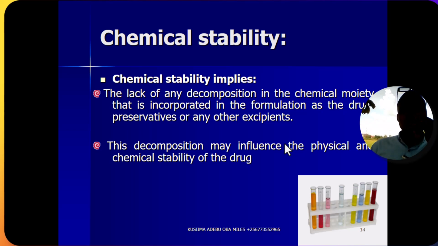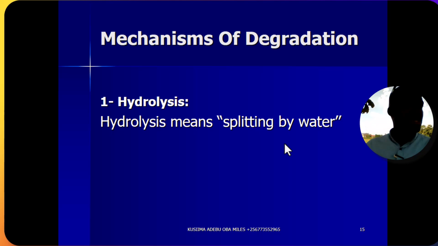But in most cases, once it increases, then the product has as well become poisonous and has become more dangerous. So that is chemical instability. Chemical instability, we can perform it by running what we call UV visible spectrometry, where you can analyze the concentration of the content in the preparation using a machine, a spectrophotometer.